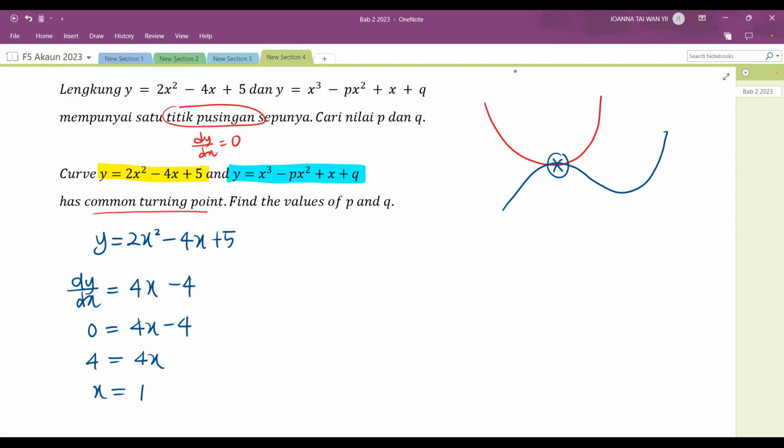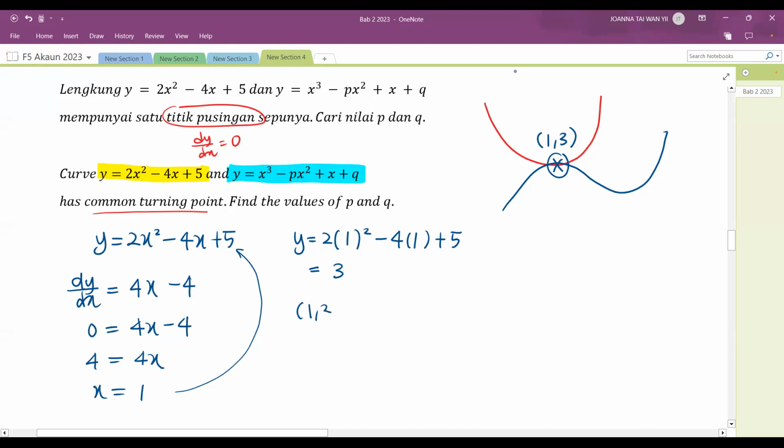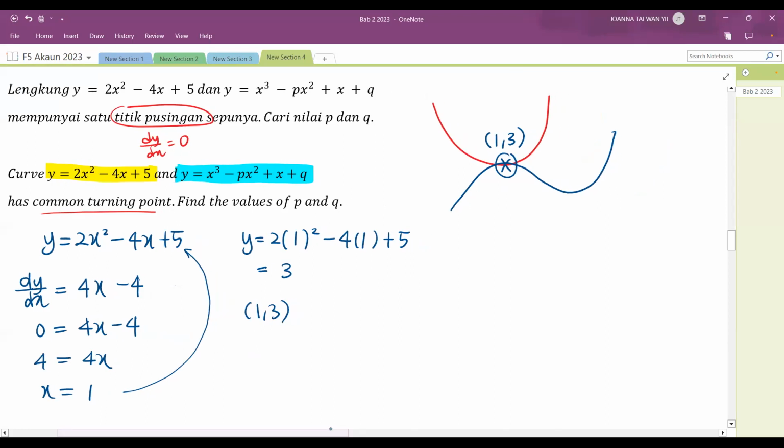Okay, lepas kita dapat x, kita nak cari apa? After you find x, you want to find y. Okay, ganti masuk sini ya. So y equals 2x squared minus 4x plus 5. So x is 1. What is y? Three. Okay, maksudnya titik ini adalah 1 dengan 3. The turning point is (1, 3). x 1, y 3. Okay, kita sudah siap yang kuning. Boleh tak kita buat yang biru? Ya, boleh. We can do it for the blue one.